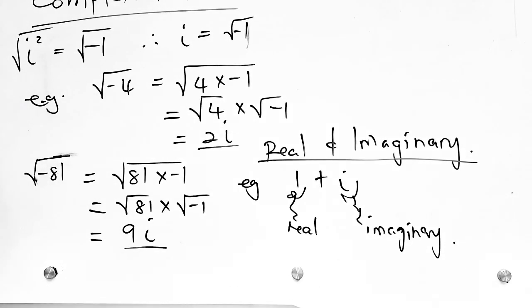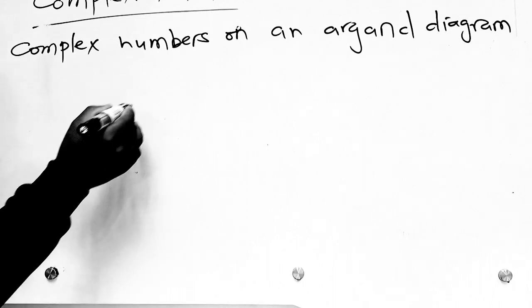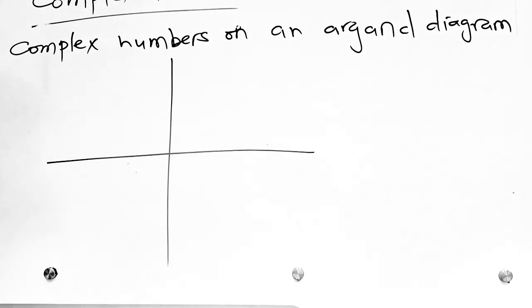Complex numbers can be represented in three different ways. The first way is called rectangular, which is this one. Before going to the different representations of complex numbers, let's see how to represent a complex number on an Argand diagram. This Argand diagram is like a Cartesian plane.